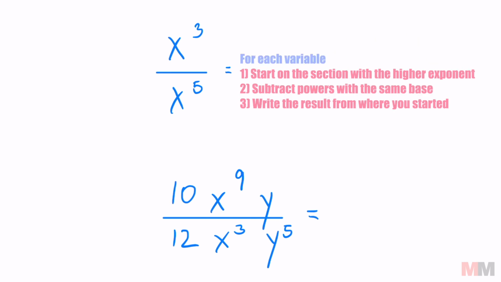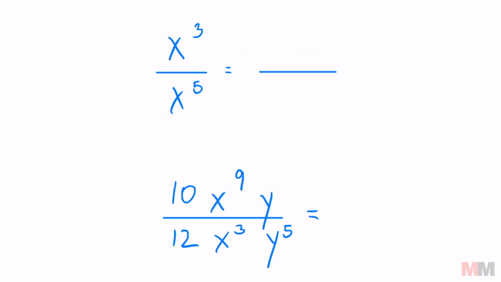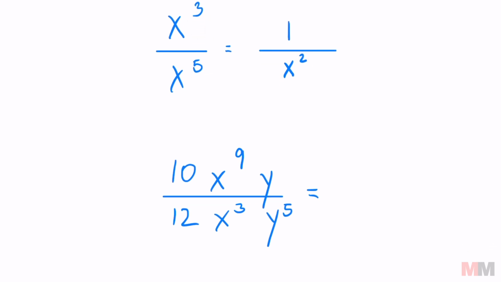Start with the base that has the higher exponent, and wherever that is, that's where you're going to write the result. So we're going to go from bottom to top. I'm going to write x right here, and I'm going to subtract 5 minus 3, which is going to get you 2. And if there's nothing up here, it's a 1. Again, that is just 5 minus 3. And since I started here, I've got to write my result at the bottom. Let's try that in a different problem. When you've got coefficients, when you're dividing powers, you've got to simplify those first.